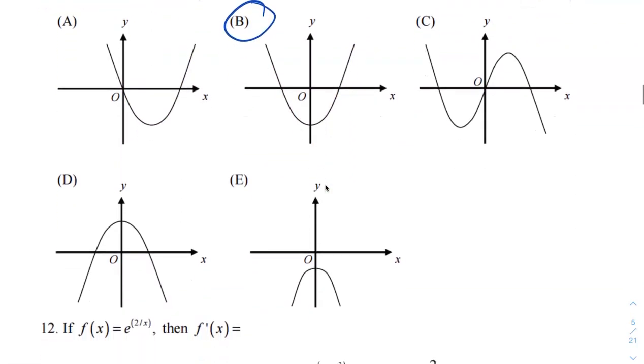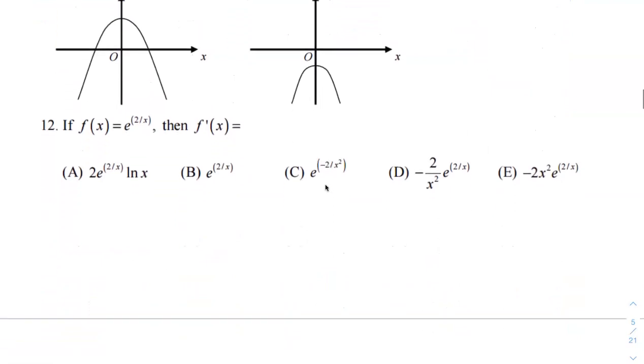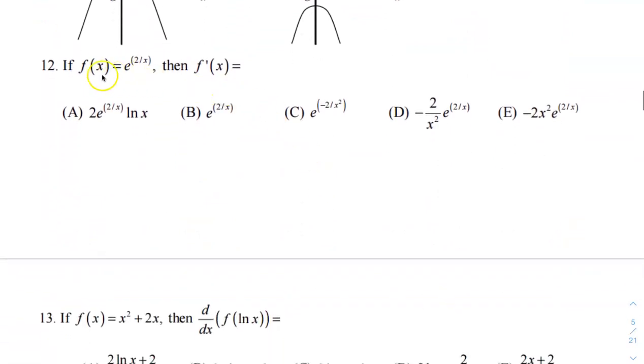So there's that one. 12. If f of x equals e to the 2 divided by x, then f prime is, well, this is a chain rule. So remember the way you do e's is you copy it times by the derivative of the inside. Now let's talk about that.